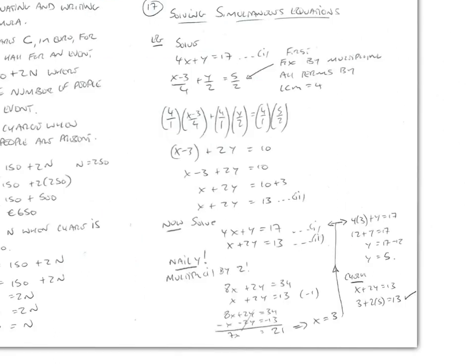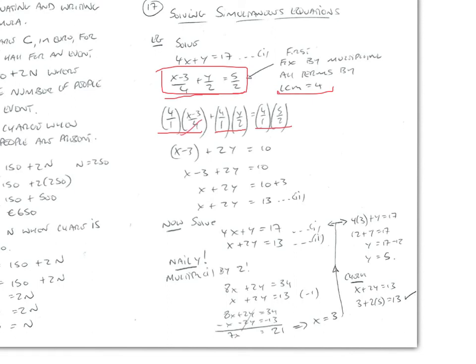Now, solving simultaneous equations. Solve 4x plus y equals 17 and (x minus 3)/4 plus y/2 equals 5/2. The first thing we need to do is fix this second equation before we can solve it simultaneously, by multiplying all terms by the lowest common multiple, that is 4. So we have 4 over 1 times (x minus 3) over 4, plus 4 over 1 times y over 2, plus 4 over 1 times 5 over 2.